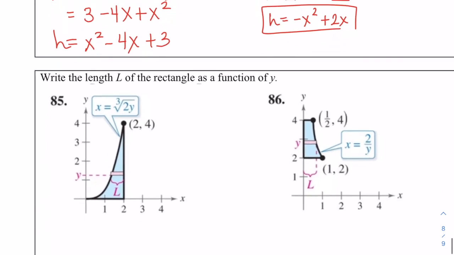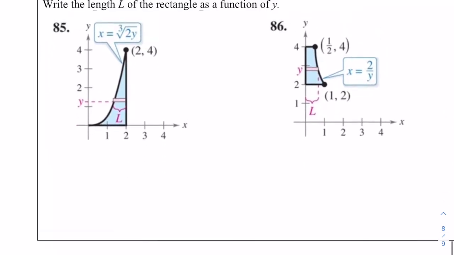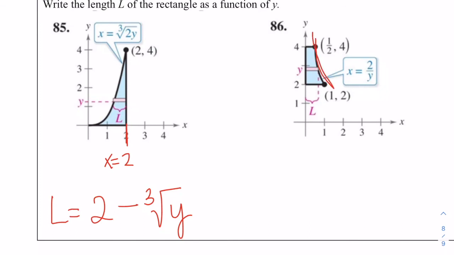Now let's look over here, and we're going to consider the length. But instead of subtracting the top minus bottom, we're going to subtract the right minus the left. So this length will be 2 minus the cube root of y. For this one on 86, this equation right here is 2 over y, and this vertical line is x equals 0. So the length will just be the left, which is 2 minus y, minus 0, but that'll just be 2 over y.